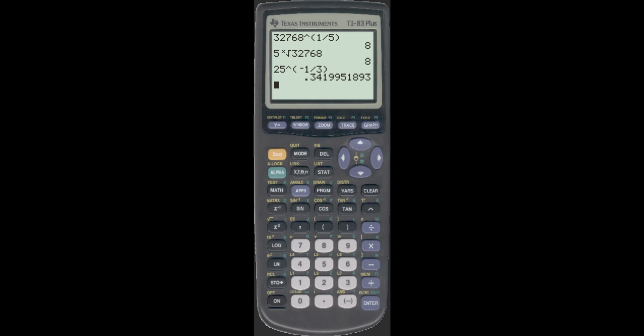So 25 caret parentheses negative 1/3. Yeah, I got 0.34. Okay. So round to 2 decimal places, 0.34. So let's look at number 29.